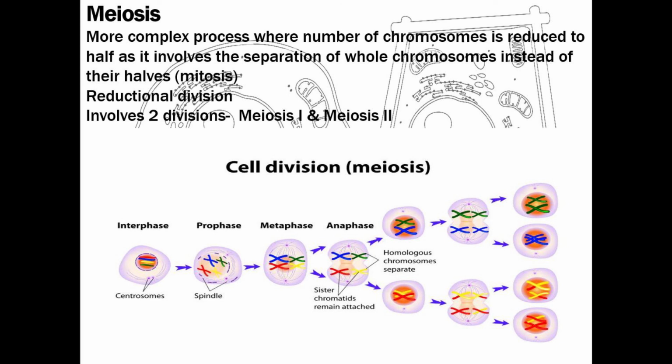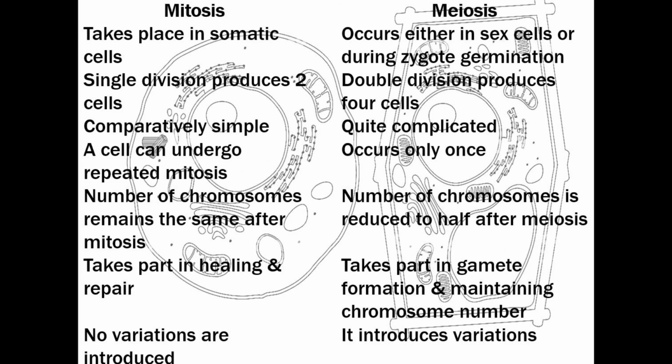Next, we will very shortly understand the difference between the two processes, mitosis and meiosis. First, mitosis takes place in somatic cells. Meiosis occurs either in sex cells or during zygote germination. Mitosis is a single division procedure that produces 2 cells. Meiosis is a double division procedure that produces 4 cells.